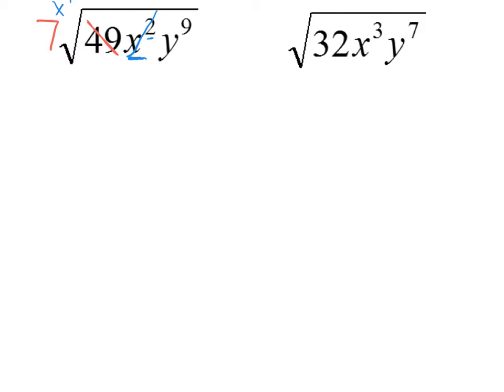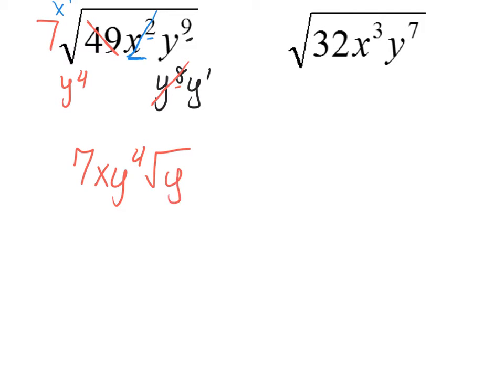Then we're going to look at the y to the ninth. The 9 is odd. So I'm going to rewrite that as y to the 8th, I go down 1, times y to the 1st. Half of 8 is 4, so we can cross it out and put a y to the 4th out front. So now I have a 7, an x, and a y to the 4th in front of my radical, and I am left with a y to the 1st, or just a y, under the radical. That is your final answer.